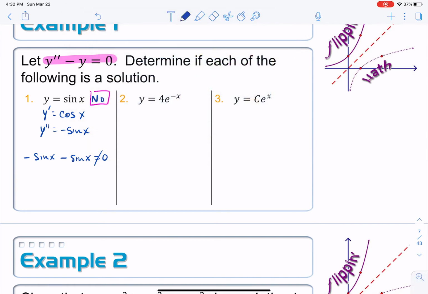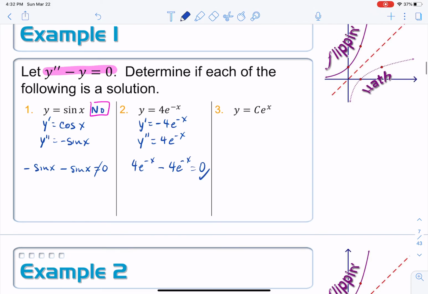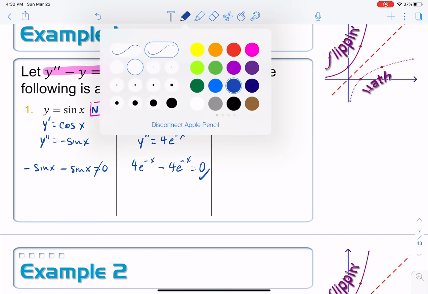All right, let's take a look at number 2. We've got y is equal to 4e to the negative x. So y prime is equal to negative 4e to the negative x. That negative is part of the chain rule part of this. Second derivative, that negative will cancel back out and go back to 4e to the negative x. And now put them in our differential equation. We've got y double prime is 4e to the negative x minus the original y, which is exactly the same thing. Subtract that, definitely equal to 0. So yes, this one is a solution to that differential equation.